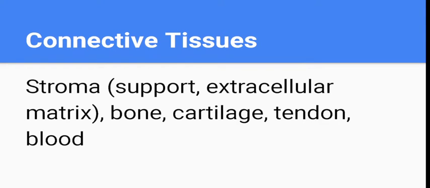Connective tissue is like stroma, which provides support: the extracellular matrix, bone, cartilage, tendon, and blood. Again, this is just like the introduction to biology, pretty much. So this is kind of like big picture looking in, and then we'll go into more detail later on.